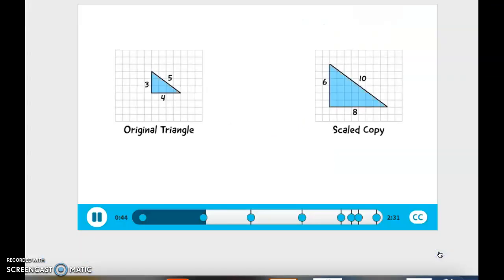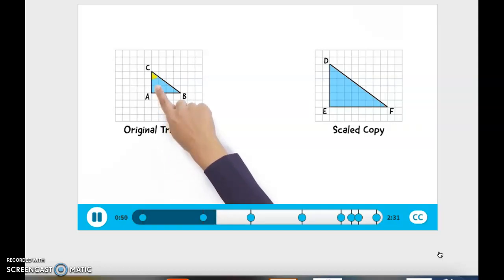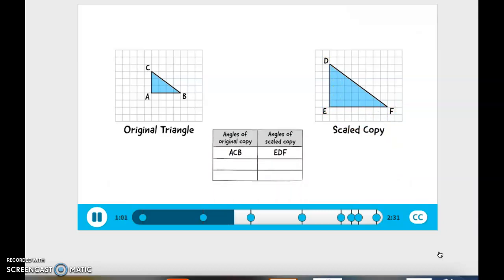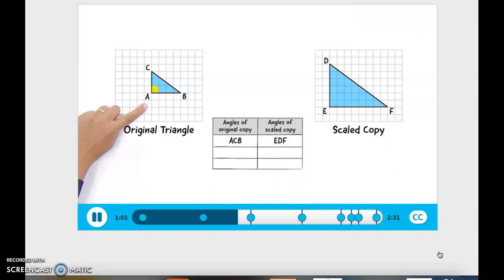We can also identify corresponding angles. I'll label the vertices to help us name the angles. This angle, angle ACB, corresponds to this angle, angle EDF. We can show this in the table. Now look at angle CAB. Which angle in the scaled copy corresponds to this angle?